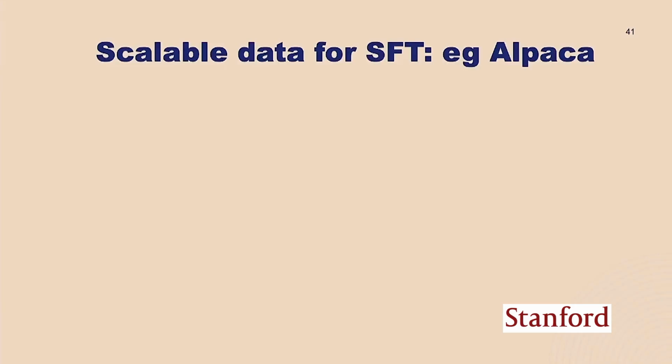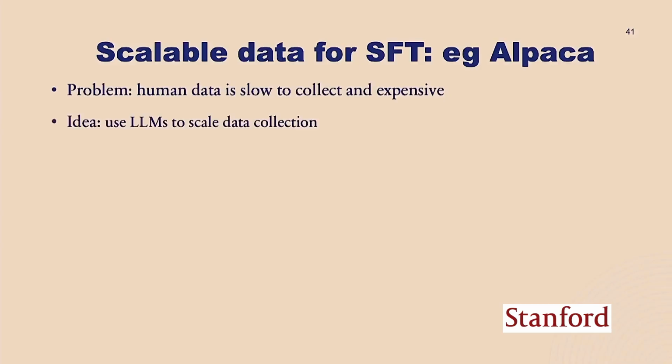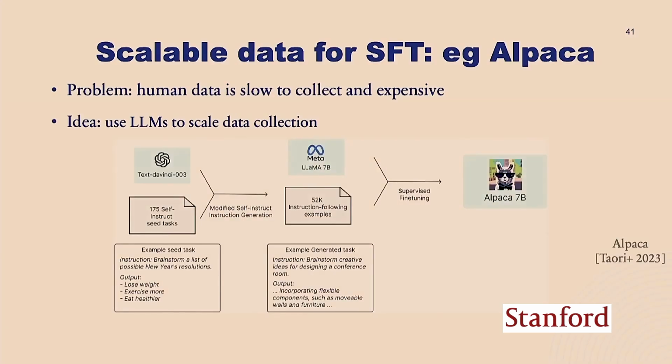So the problem with human data is that it's very slow to collect and very expensive. So one possible simple idea is to use LLMs to scale data collection. So that's exactly what we did with Alpaca 1 year ago. What we did is that we asked humans, or we used a data set of human question answers. So there were 175 question answers here, and we asked the best model at the time, text-davinci-003, to basically generate many more of these question and answers.